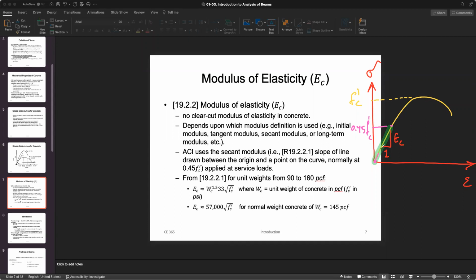So the slope of this line, if you draw a straight line between these 2 points, the slope that you're reading from here would be the modulus of elasticity of concrete. That is how you get it. So 0.45 in a way would be your threshold to be linear, if you think about it. That is the assumption. It says 0.45 is still linear up to this point.